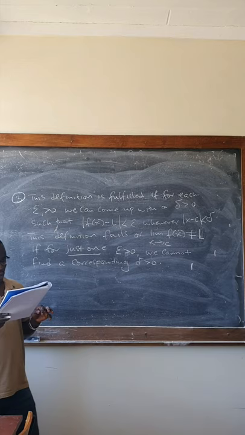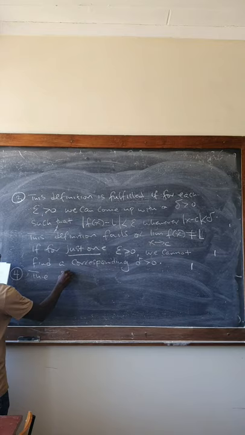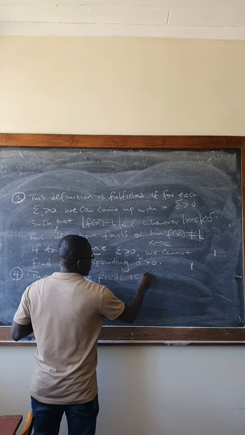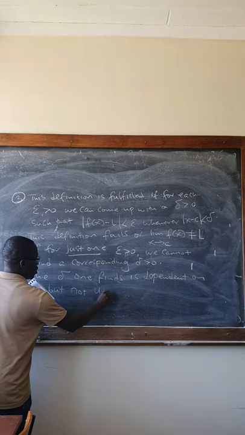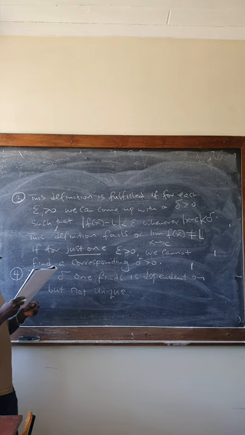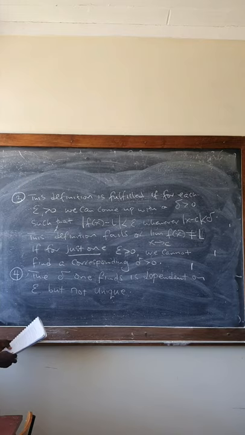And now the fourth remark is that the delta one finds is dependent on epsilon but not unique. Of course, the delta you find always depends on the epsilon, but you don't necessarily have to come up with the same delta. It also depends on which steps you take to find the delta.